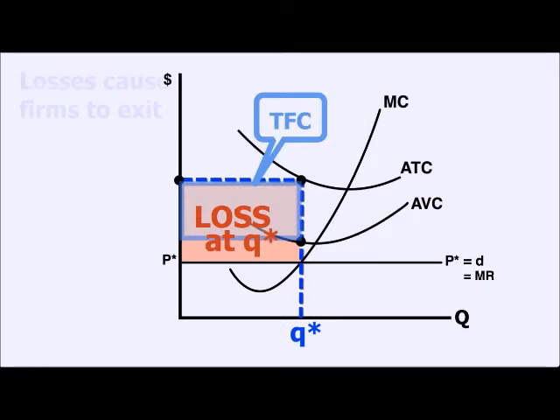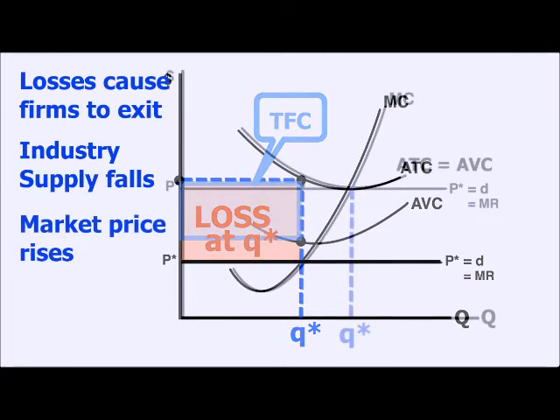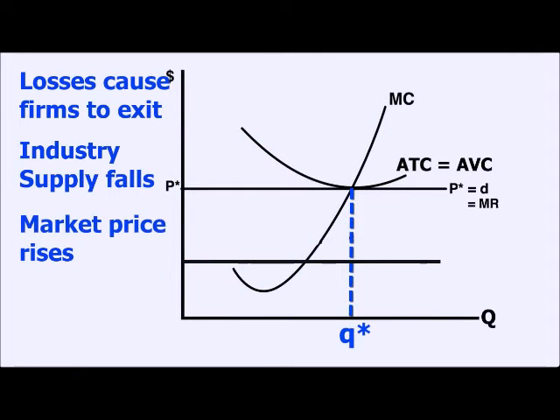People start to leave because they don't want to be here losing money. So that means my industry supply shifts to the left. It drives the price up, and the firms that are left behind are going to be able to break even eventually, because that price is going to keep going up as people leave. People keep leaving as long as they're losing money. When the losses stop, when they are breaking even, they stop leaving. So the price goes just up to the point where they're going to break even. So long run, 0 economic profit.